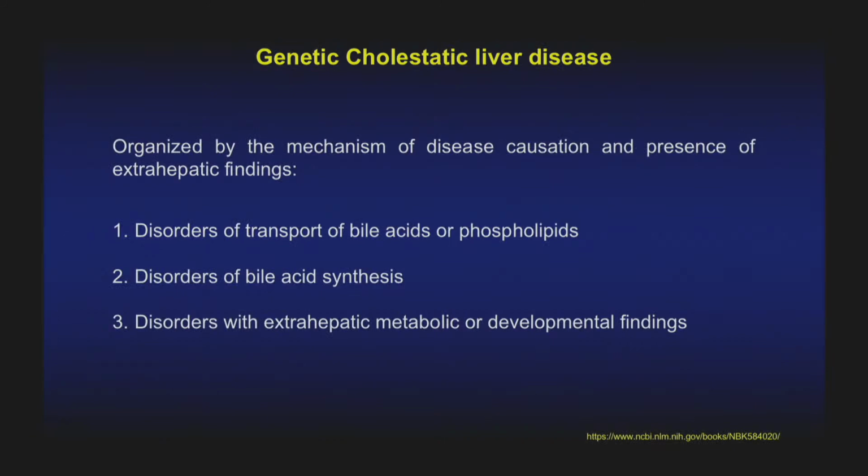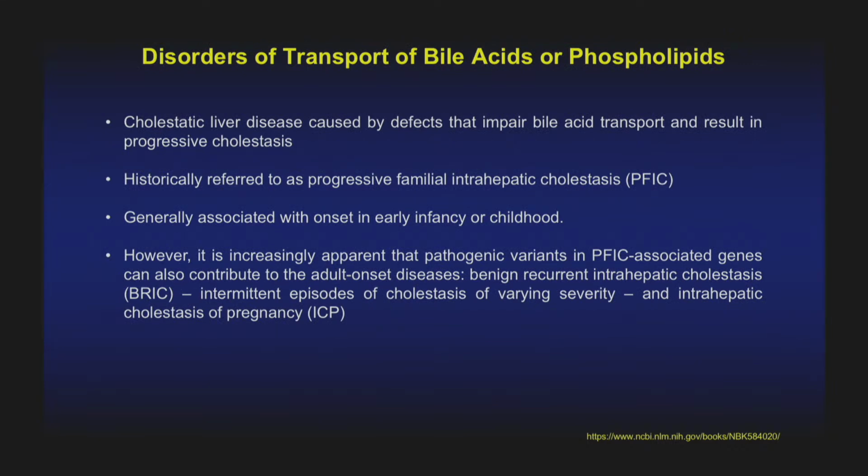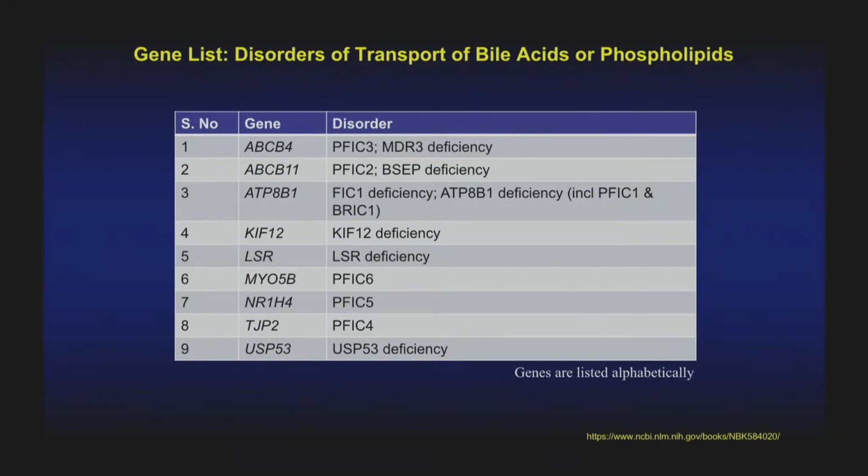And the genetic cholestatic liver disease is basically organized by the mechanism of disease causation and the presence of extrahepatic findings, basically into three types. One, the disorders of transport of bile acids or phospholipids. Two, the disorders of bile acid synthesis, and three, disorders with extrahepatic metabolic or developmental findings. Now, for disorders of the transport of bile acids or phospholipids, there are around 9 genes that have been mapped, right from PFIC 1, 2, 3 and the others. So this is basically offered as a panel for genetic testing.